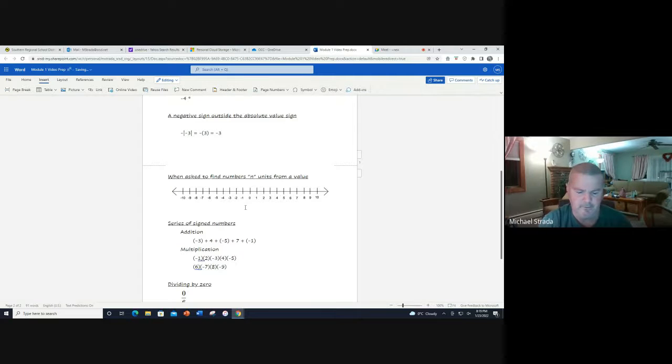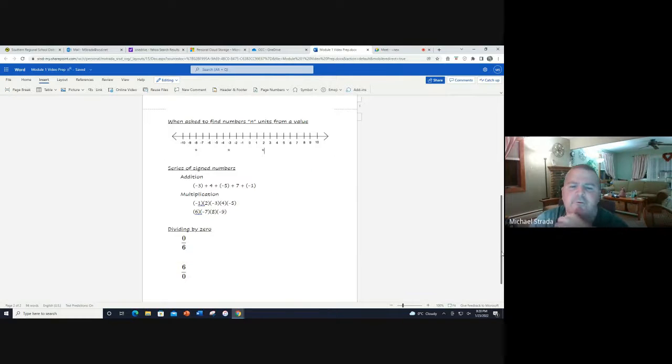All right, so that's where -3 is. 5 units means you count 5 in both directions. So 5 units to the left would put you at -8, and 5 units to the right would be +2. So when they ask you those problems, make sure you realize you have to go in both directions.